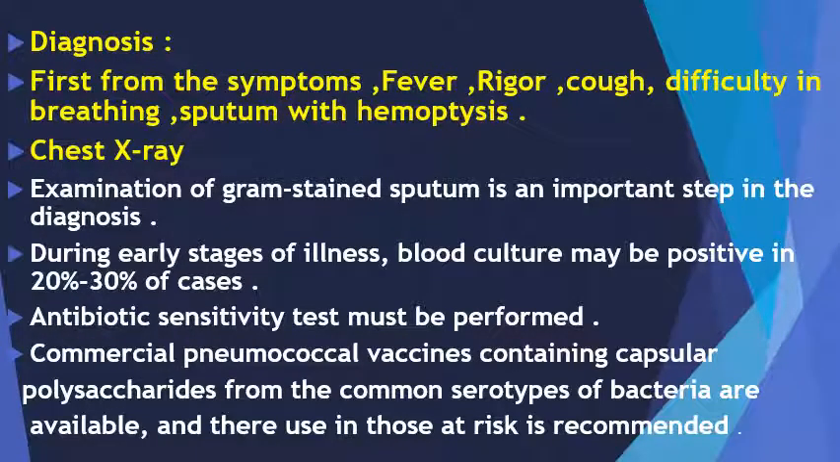The diagnosis of the patient with pneumonia. First, the patient comes to the hospital, to the emergency department or to the clinic, complaining of fever, rigor, cough, difficulty in breathing, and sputum sometimes with streaks of blood, hemoptysis.